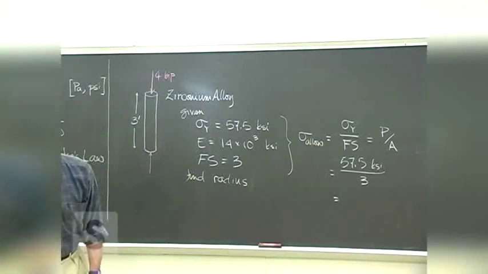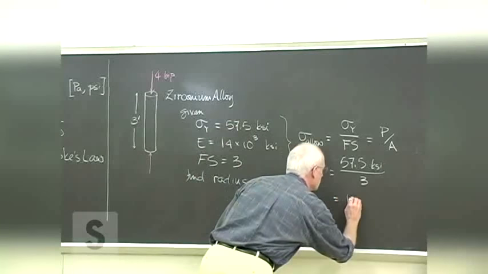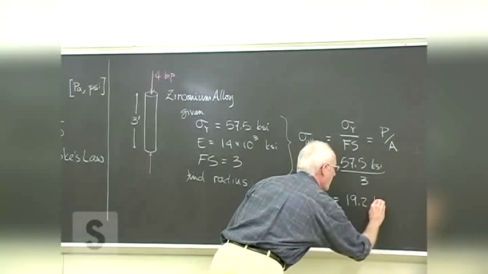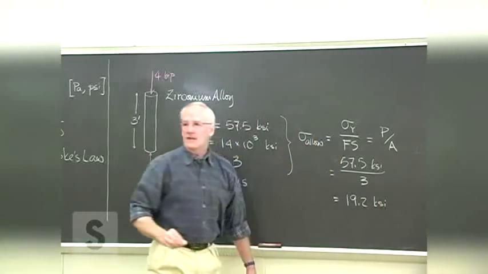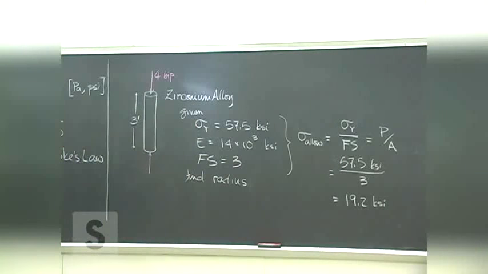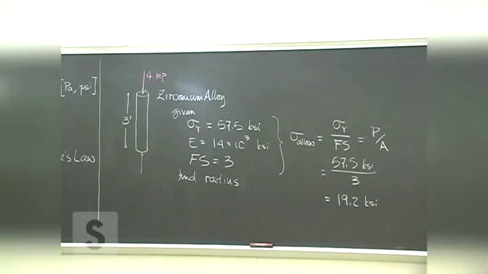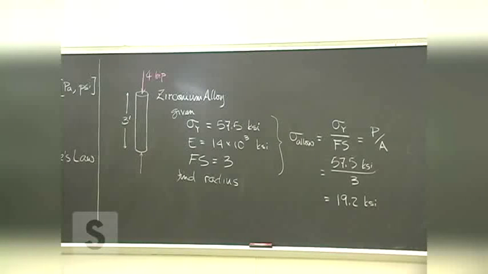So designed for a yield stress of something like 19.2. And that factor of safety is semi-arbitrary. It's through experience that they decided 3 is about right. 2 probably would have been safe enough, but they went even to 3 for a factor of safety on the factor of safety, I guess, if you will.